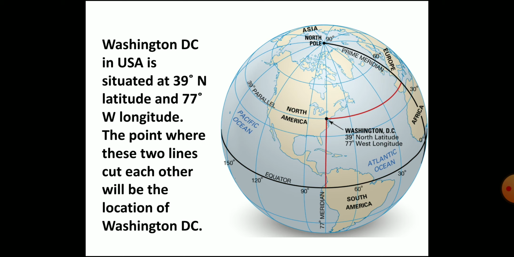One thing to be remembered while telling or writing the geographical location of a place is to always put the north-south value first and then the east-west value. As in the case of Washington DC, you can see in the image also, it is mentioned 39 degree north first, and 77 degree west is mentioned later.